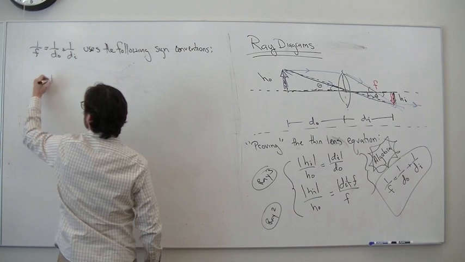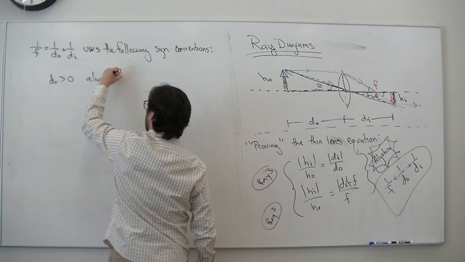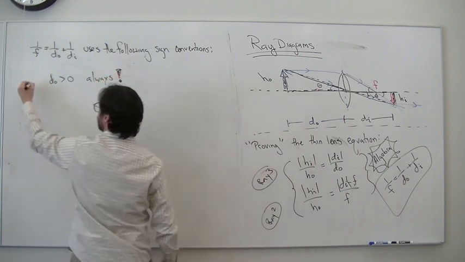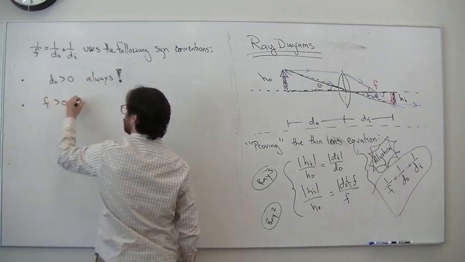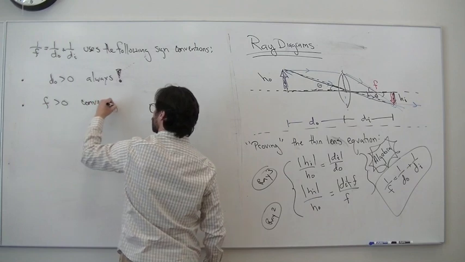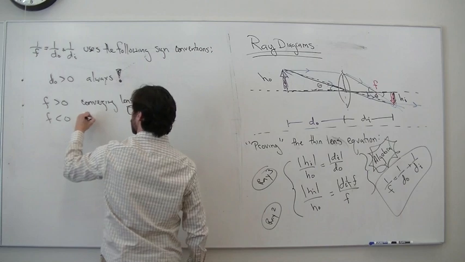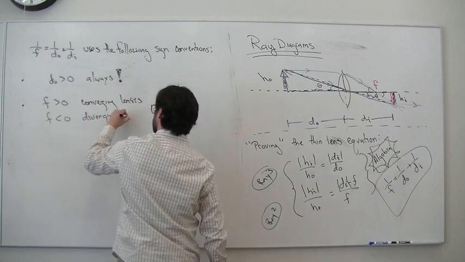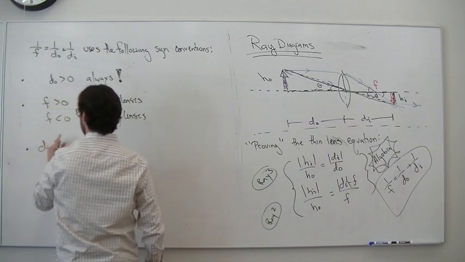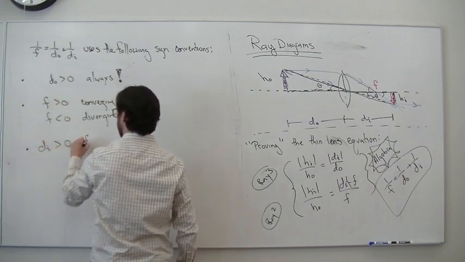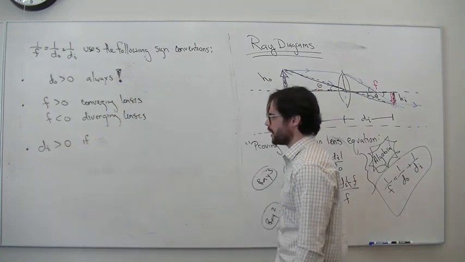So, d naught, positive, always. Easy one. f is positive for converging, and f is negative for diverging lenses. di is positive if it's on the far side from the object.